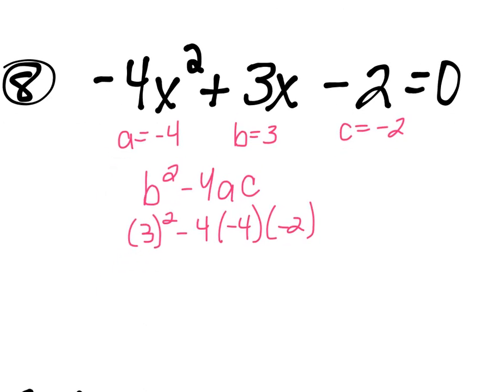These negative signs mess you all up. You have to pay attention. Talk yourself through it. 3 squared is 9, correct? All right, what is -4 times -4? Positive 16 times a -2. Negative what? 32. So right now you can tell me what types of solutions you have.